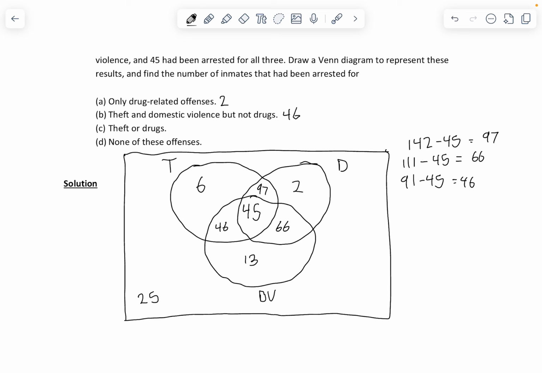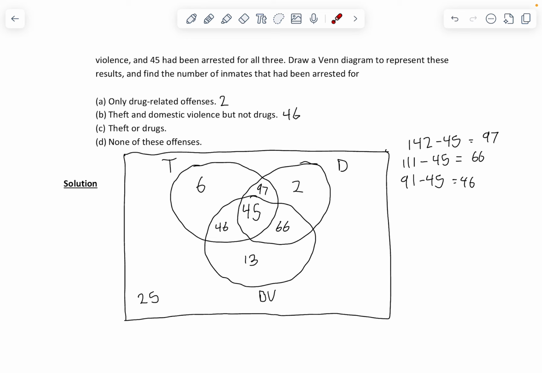How many were arrested for theft or drugs? Basically, either theft or drugs, right? So that would be the sum of all the numbers inside the T circle and the D circle, right? But it would not include the 13, because that is outside of those circles.